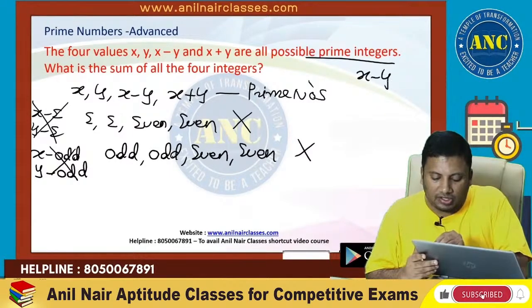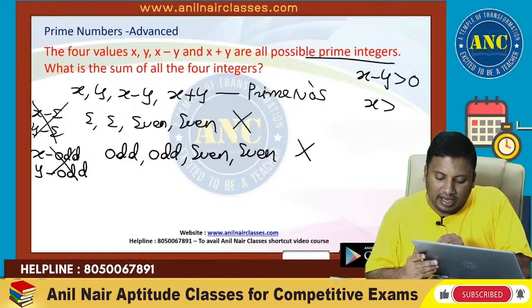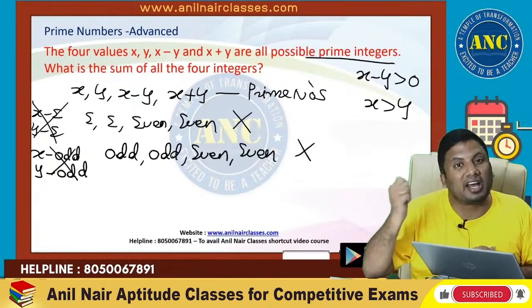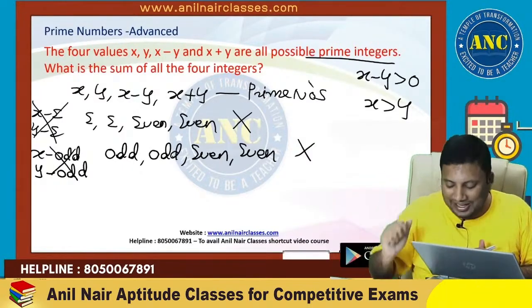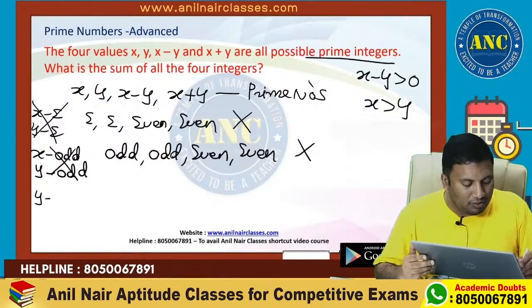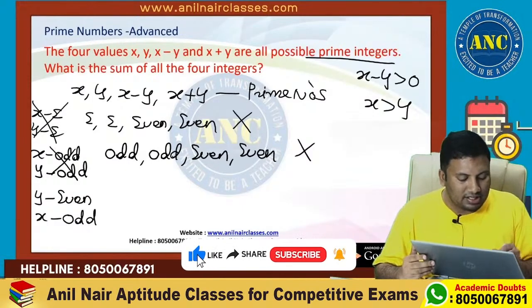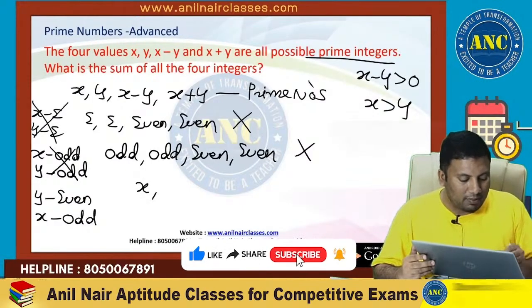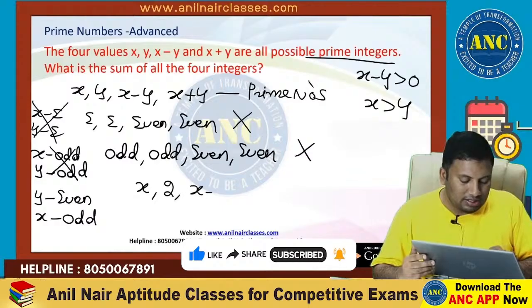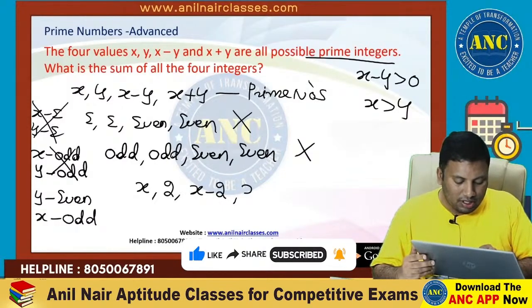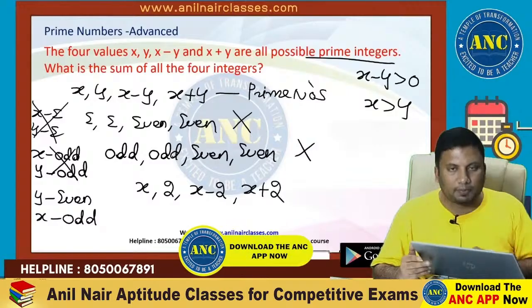X minus y, x plus y are all prime integers. So x minus y is greater than 0, x is greater than y. X cannot be an even number. 2 is the lowest even number. That means the only case is y is an even number, x is an odd number. X comma these 2: these are nothing but x minus 2 and x plus 2.